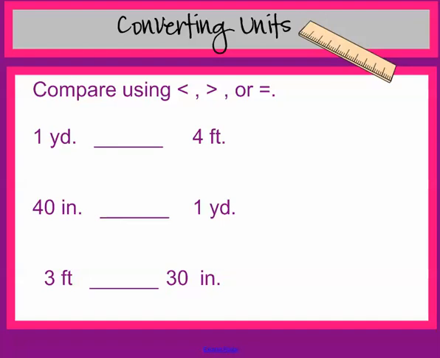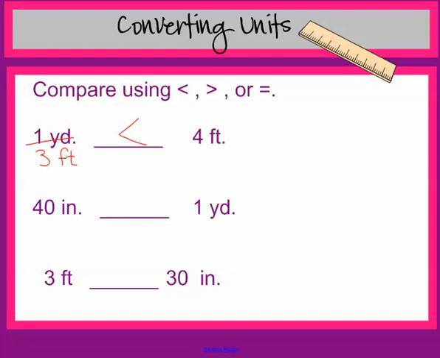Let's look at some statements involving comparisons of less than, greater than, or equal to. We're being asked on line 1 to compare 1 yard to 4 feet. Well, it would be helpful to convert so that we're looking at the same units of measure. Well, we know that 1 yard is equal to 3 feet. And so by comparing feet to feet, it's easy to see that 3 feet is definitely less than 4 feet.